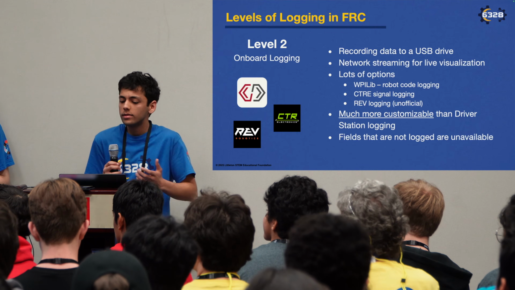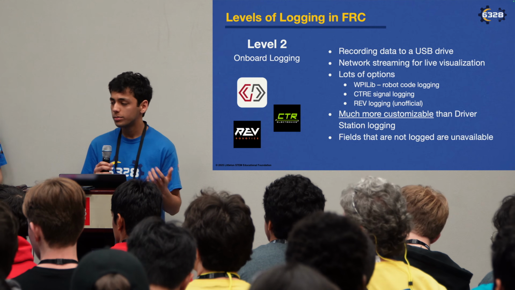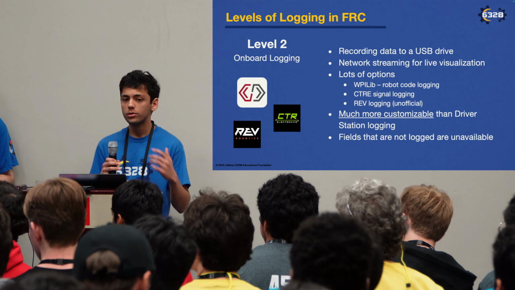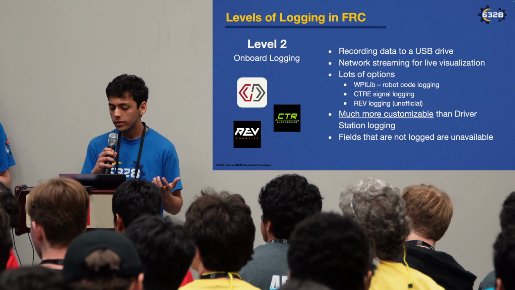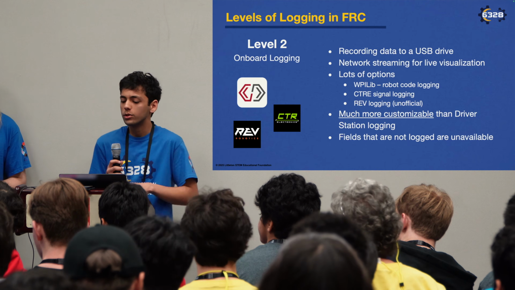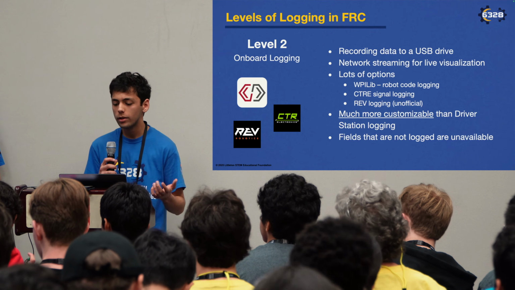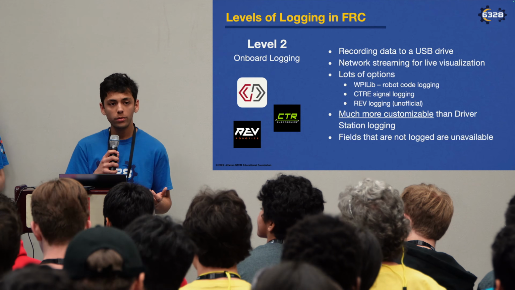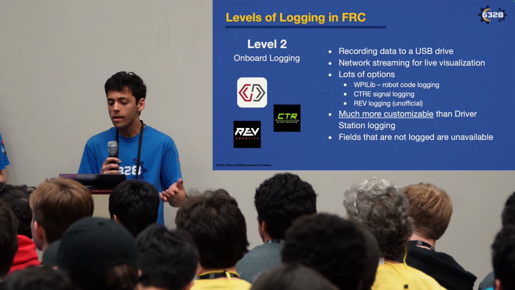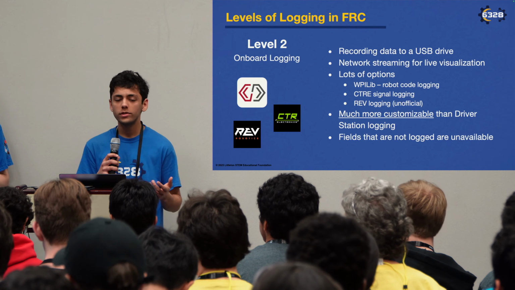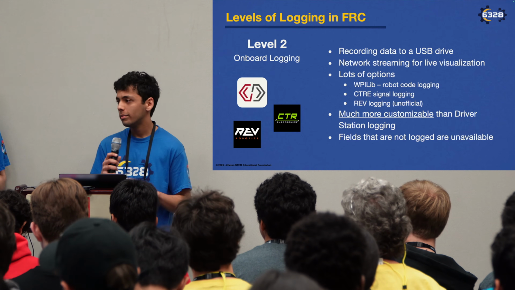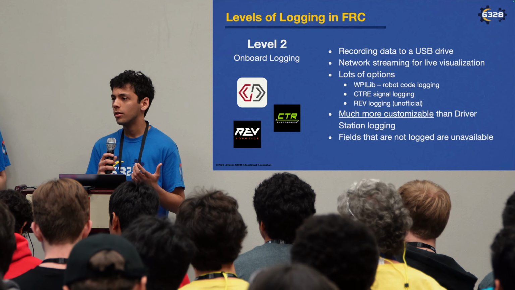So level 2 is a little bit more advanced. This is where you might be recording data to a USB drive on your robot, or through network streaming. You can also visualize the data live as it runs through the robot. And there are a few options for this. You can use WPI Lib with robot code logging, which I'm sure you guys are familiar with. There's CTRE signal logging, as well as REV logging, which is more unofficial. That's also developed by the team. And this is much more customizable than level 1 driver station logging, since you can log what you want in the robot code, and it's set up the way you want it. However, if you have some fields that you didn't log in the first time, there's no way to get that back. The fields that you didn't actually log during the match or whenever the robot's running aren't attainable after the fact.